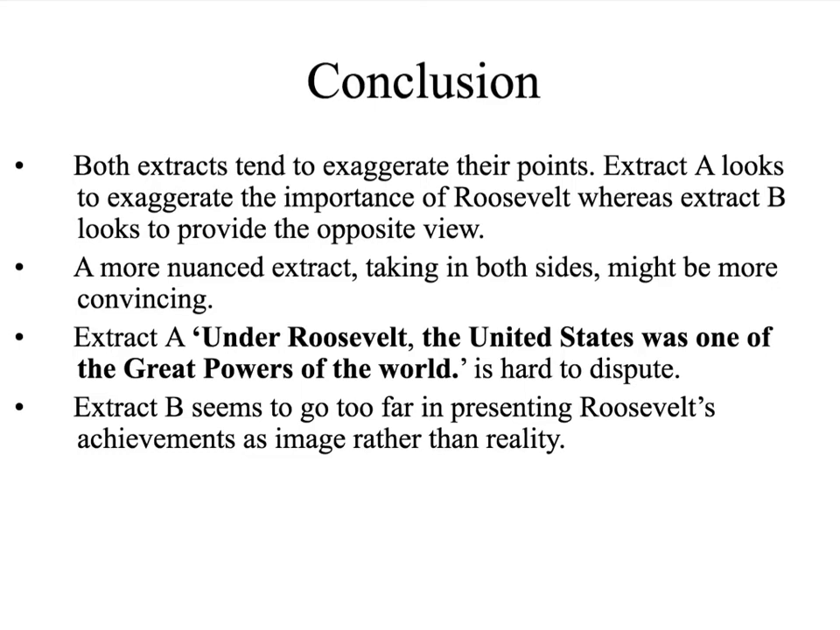And then move on to the conclusion, which strangely in the specimen paper mark scheme hasn't got a conclusion. So I've obviously brought a few ideas. I think that both extracts tend to exaggerate their points. Extract A looks to exaggerate the importance of Roosevelt, whereas extract B looks to provide the opposite view. And maybe a more nuanced extract, taking in both sides, might be more convincing, that actually Roosevelt did do a lot to be this world statesman and make America a great power that we talked about.